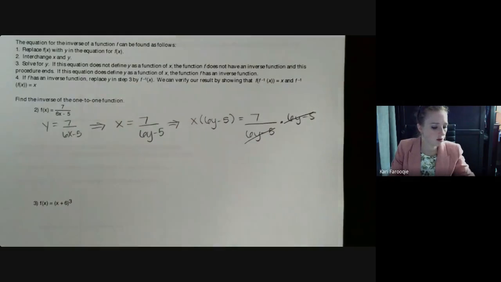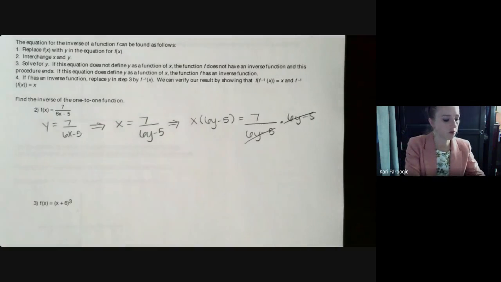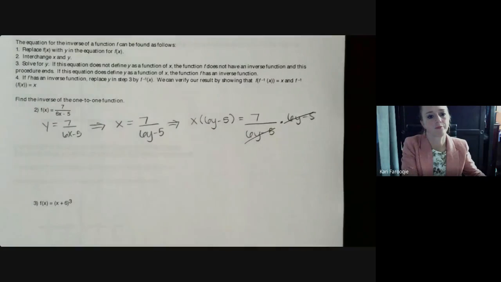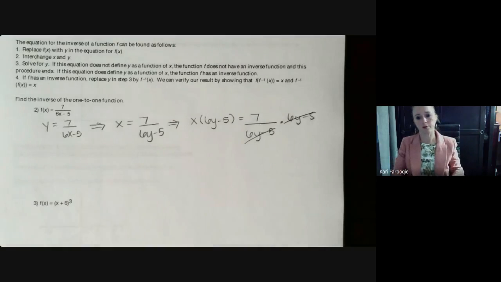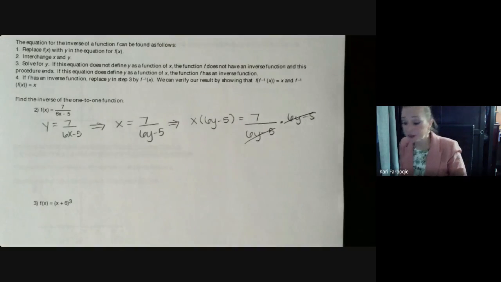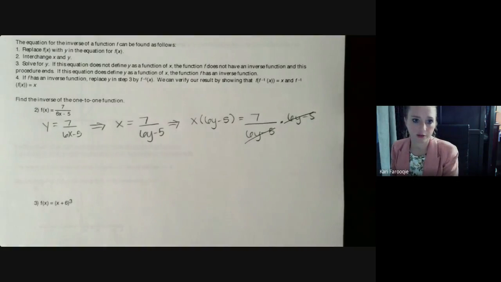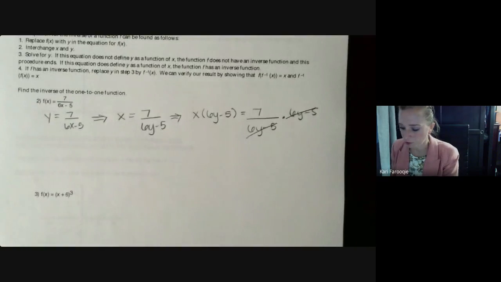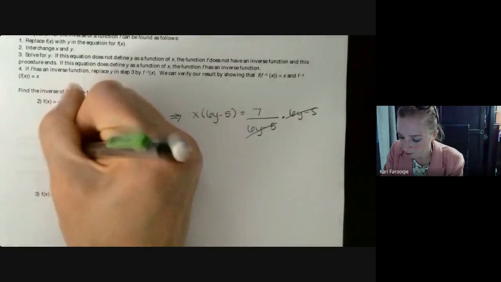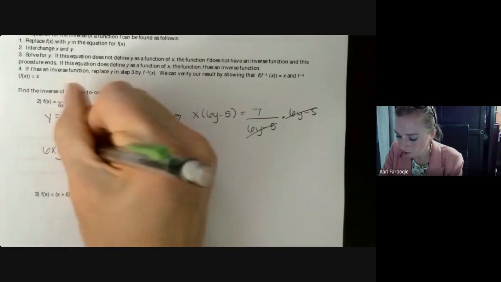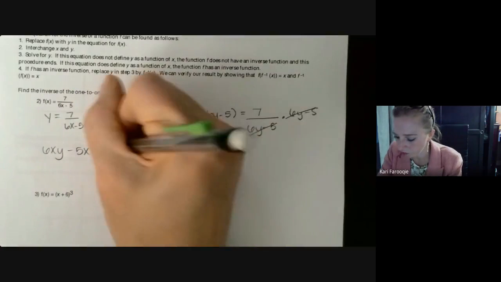Before I continue, does anybody have a question so far? Another key here is that we can't solve for y while it's inside parentheses. So we're going to have to distribute. So 6xy minus 5x equals 7.